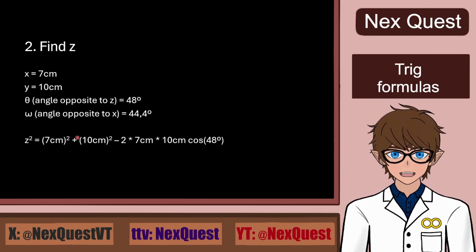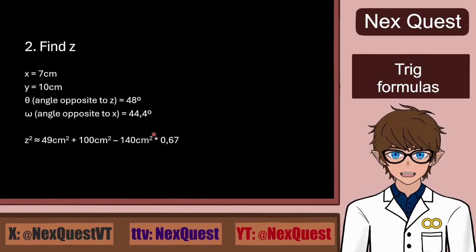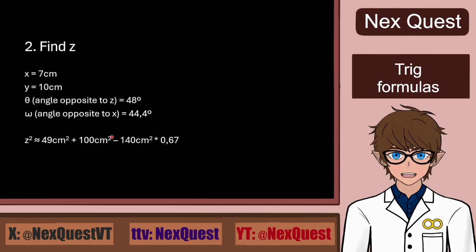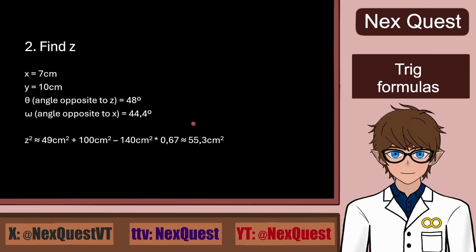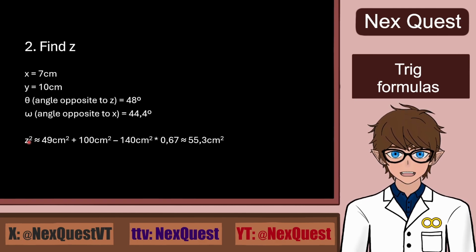We insert the values, we square them and approximate. Again, you shouldn't approximate this like this and just solve for it, but we multiply these together and then plus 149, and we get 55.3 squared centimeters. This is the z squared. For z, we have to take a square root of that and we get 7.44 centimeters.